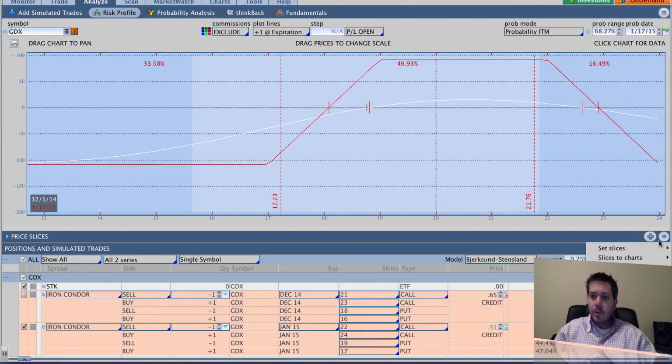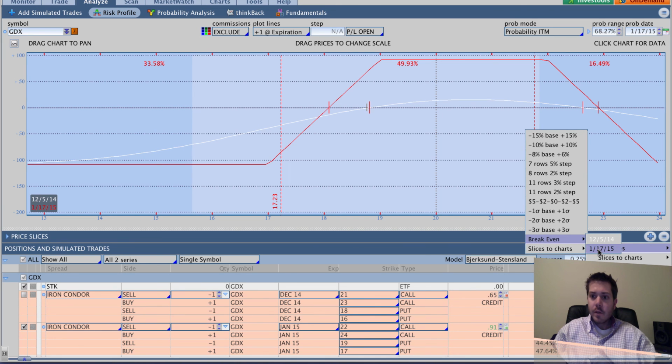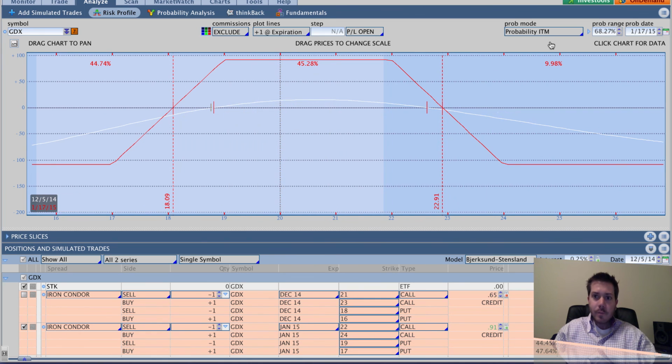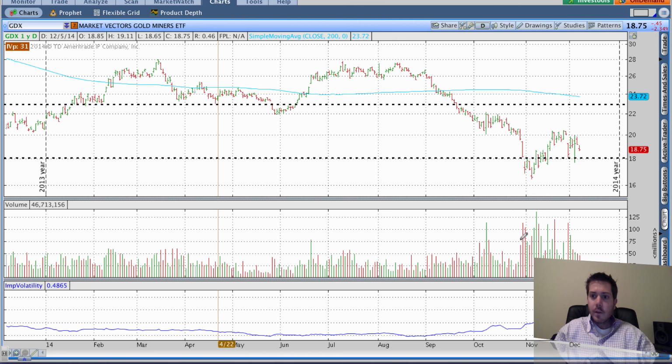And here we go. Let's set slices to break even. You can see we just slid the whole thing up again. And it's getting higher and higher. And if we set slices to chart, you'll see we've got even more risk on the downside here.